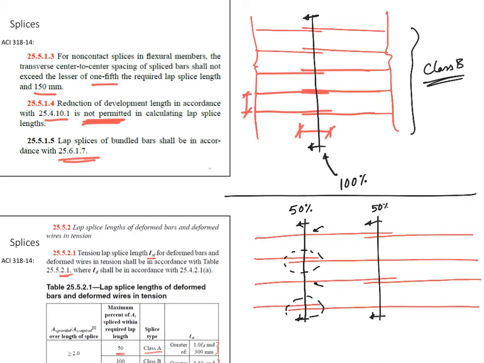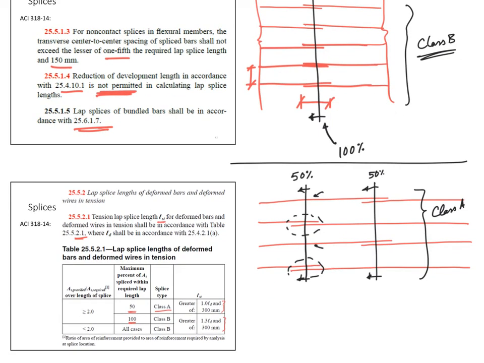So this is how I would have a good splice. This here, I'll call it Class A. Now what's a Class A? It is having a percent of my splice being 50% or less. That's a Class A. If it goes to 100%, that's a Class B.